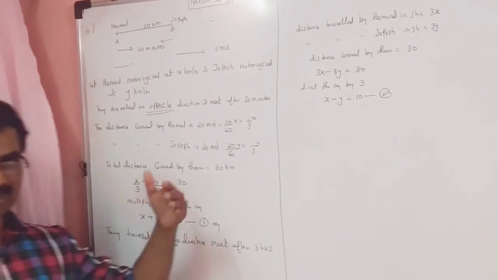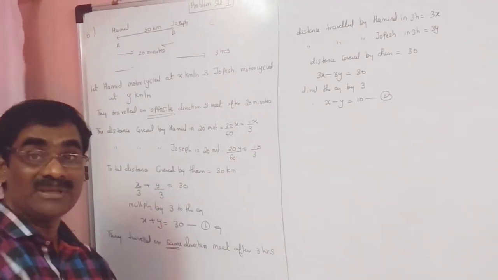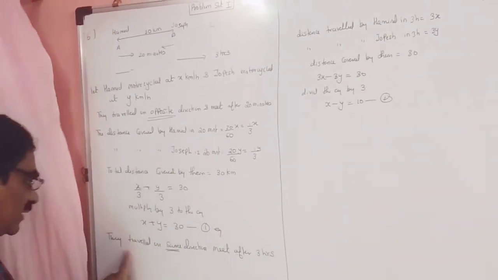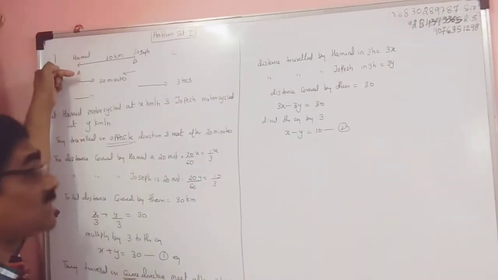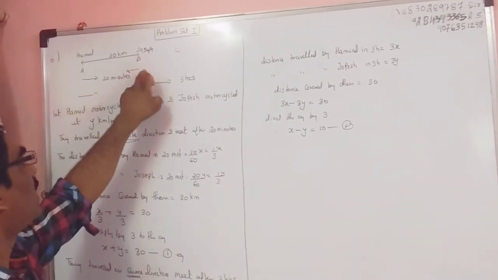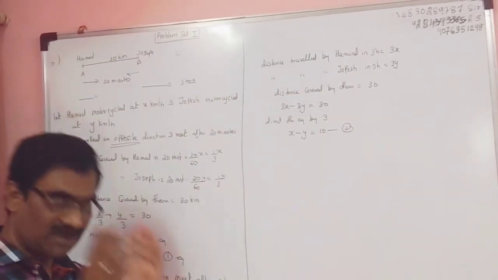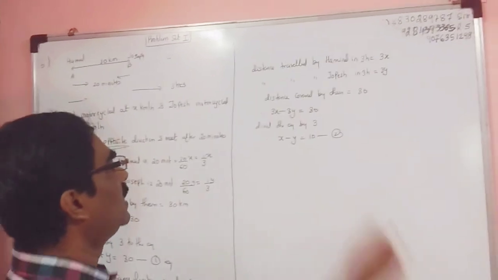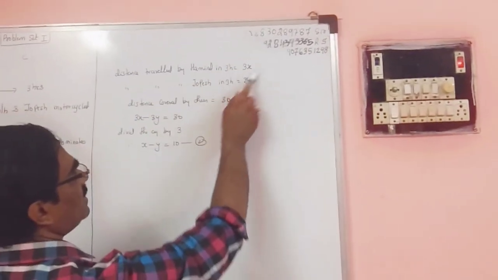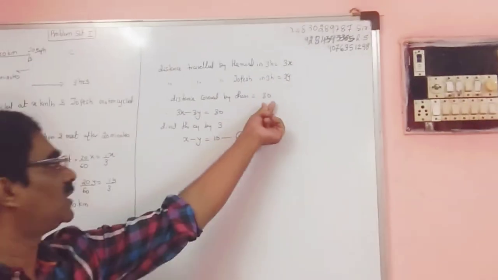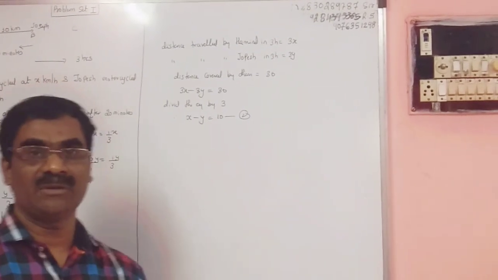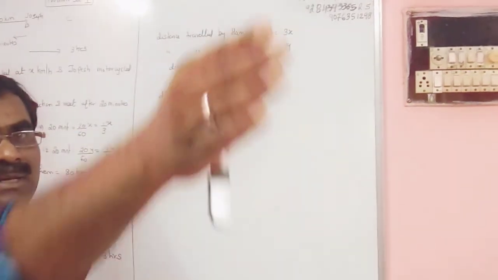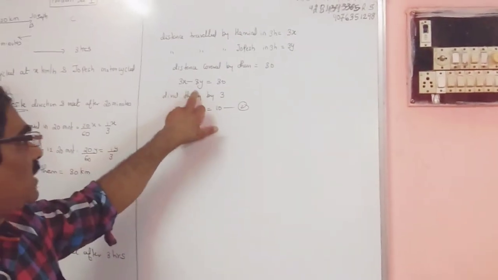Now, first they were moving in opposite directions; now they are moving in the same direction. They travel in the same direction, and after 3 hours they meet each other. So Amit starts from A and Joseph starts from B to C, but after 3 hours they meet each other. The distance traveled by Amit in 3 hours will be 3x, and by Joseph in 3 hours will be 3y. The difference in distance covered by both is 30. When they are moving in opposite directions, the sign will be plus; when they are moving in the same direction, the sign will be minus. So 3x minus 3y is equal to 30.